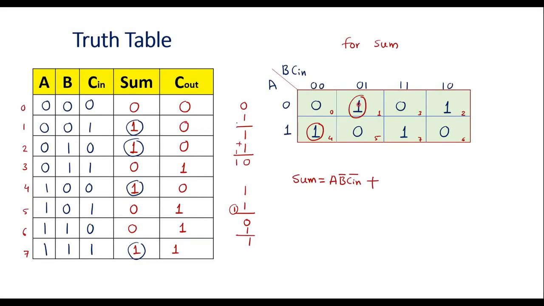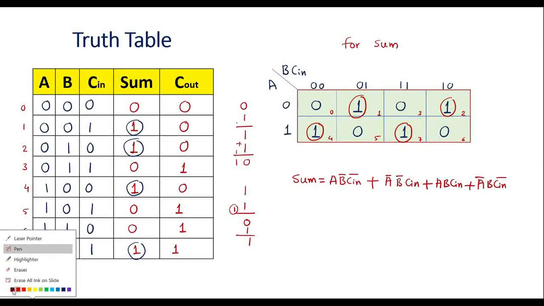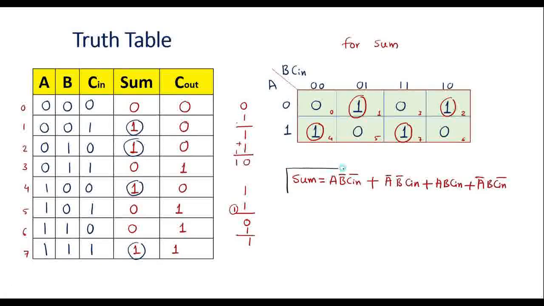plus here we have 1. It corresponds to 0, 0, 1, that is A bar B bar C in, plus here we have 1. It corresponds to A B C in, plus here we have 1. It corresponds to A bar B C in bar. So this is the sum expression of full adder.